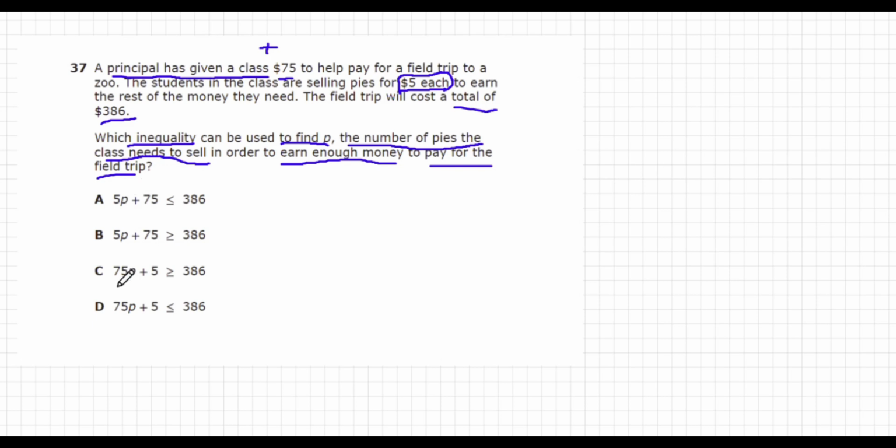With each pie priced at $5 and P representing the number of pies the class needs to sell, the total cost of the pies is 5p. Eliminate C and D because the 75p is not correct. The students in the class need at least, which means greater than or equal to, $386 to pay for the field trip. Therefore, B is the correct answer.